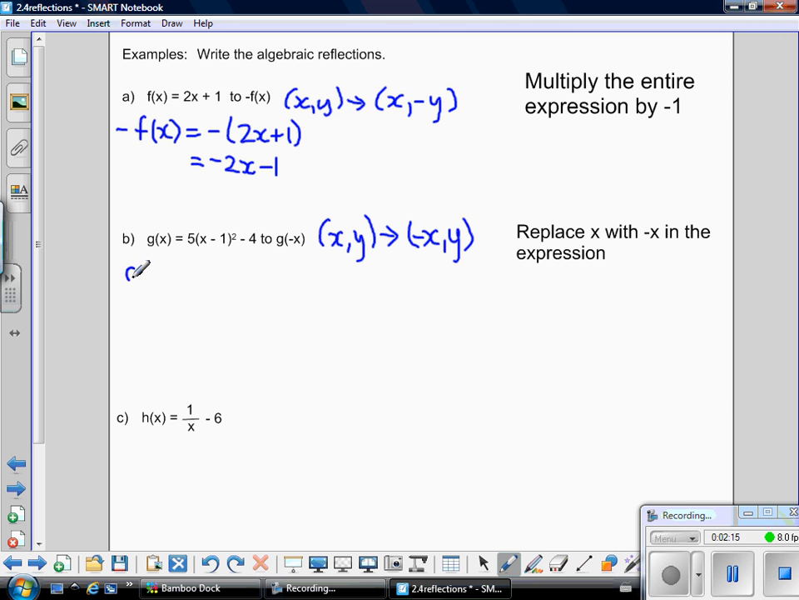So g(negative x) becomes 5(negative x minus 1) squared minus 4. And you leave it like that. It looks messier than the original, but we leave it like that. And again, we could graph from that position as well.